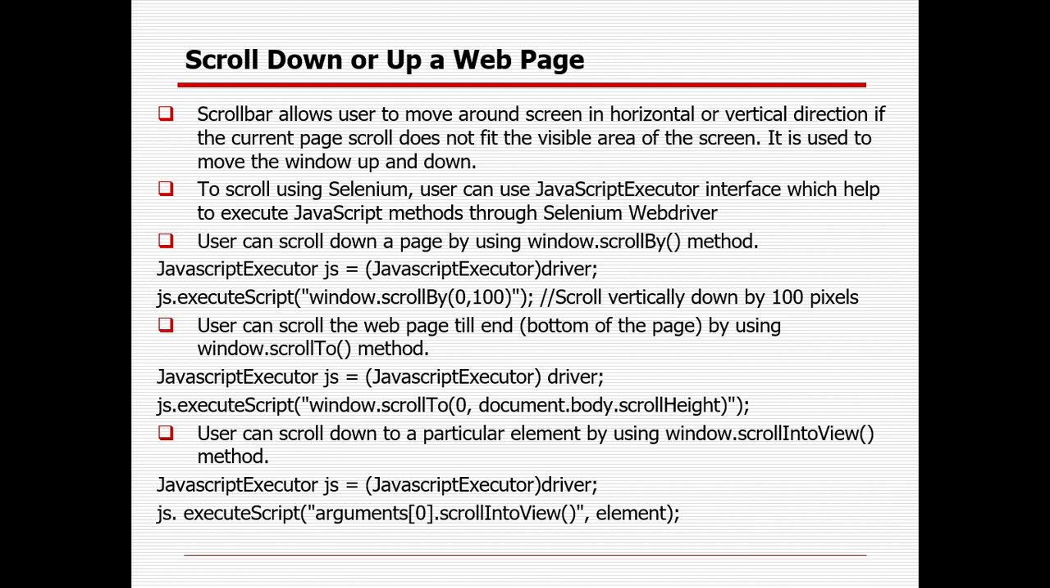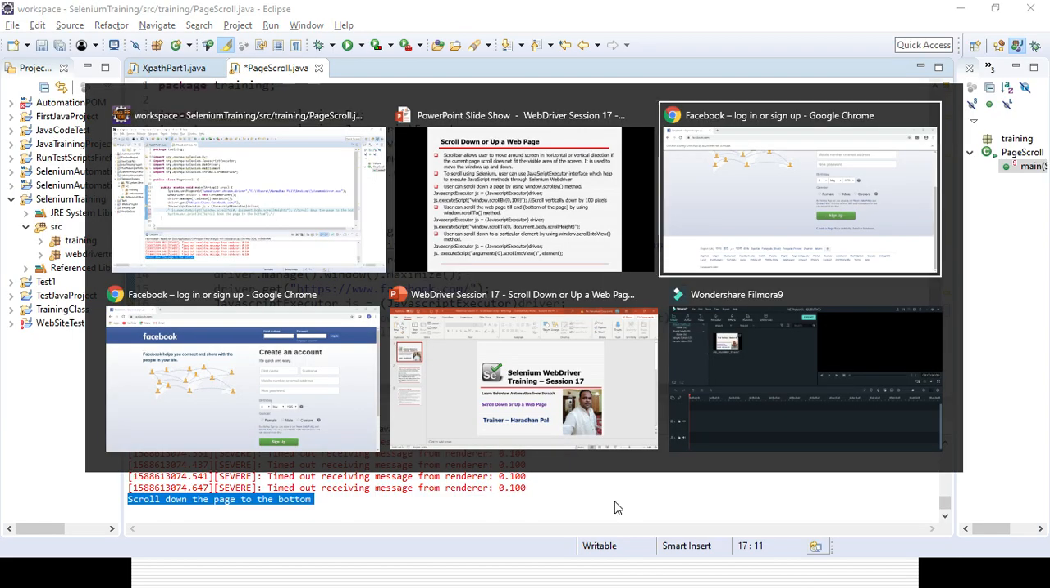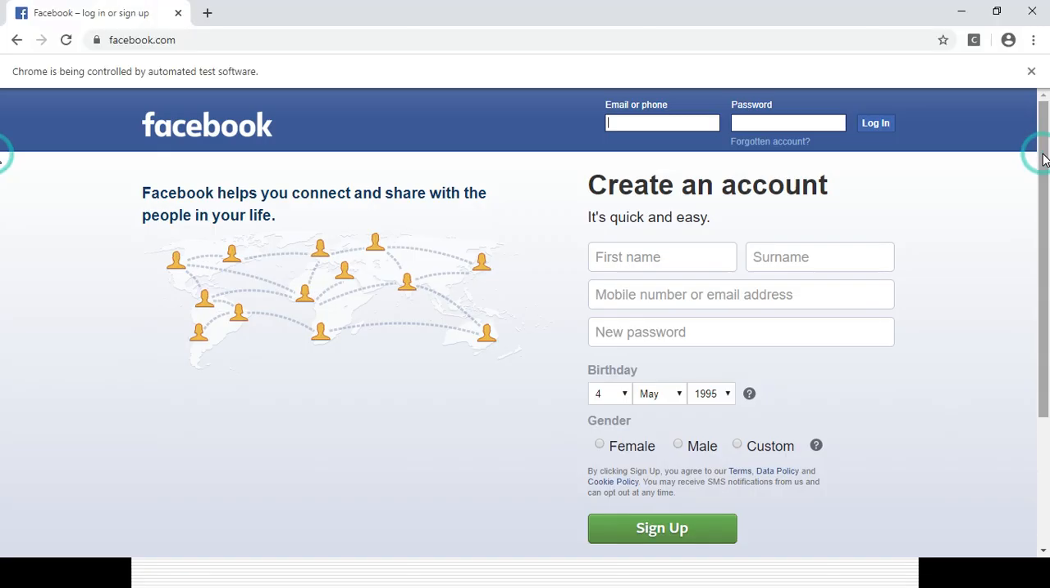Okay, so you need to use the same thing, JavaScript executor: js equal to JavaScript executor, typecast driver. Here I will use the argument, dot scroll into view, and the element. That particular thing you need to use. Suppose the Facebook page opens first, and you will get all the elements under it.